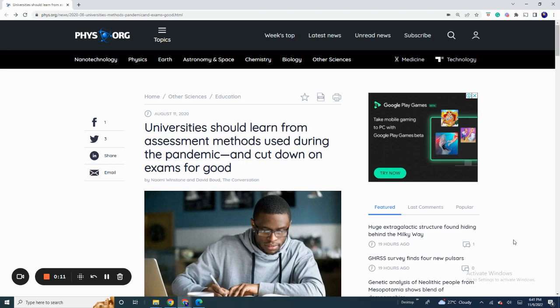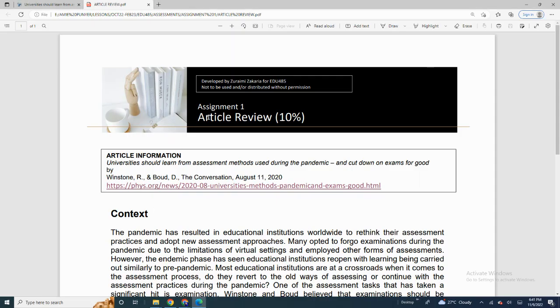The first assignment for Assessment Literacy and Performance Competencies EDU 485. And this assignment accounts for 10% of your overall assessment score. All right. So now that we get that out of the air, let's focus on what the assignment really asks you to do. Make sure that for this assignment, you have two documents ready. The first one is the article, and the second one is the assignment sheet.